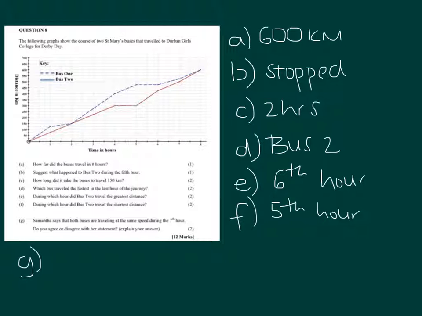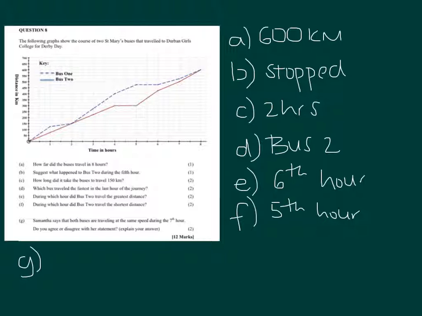And that's really again about the gradient, which one was traveling faster, because we know that a steeper gradient means a higher speed, and that's fairly easy to see. You can see that bus 2 is traveling faster than bus 1. One or two people said that the lines would be parallel if they were traveling the same speed, and that's a really good answer. That means that they would have the same gradient, and that means they would be traveling at the same speed. So what we need to say for this question is whether we agree or disagree.